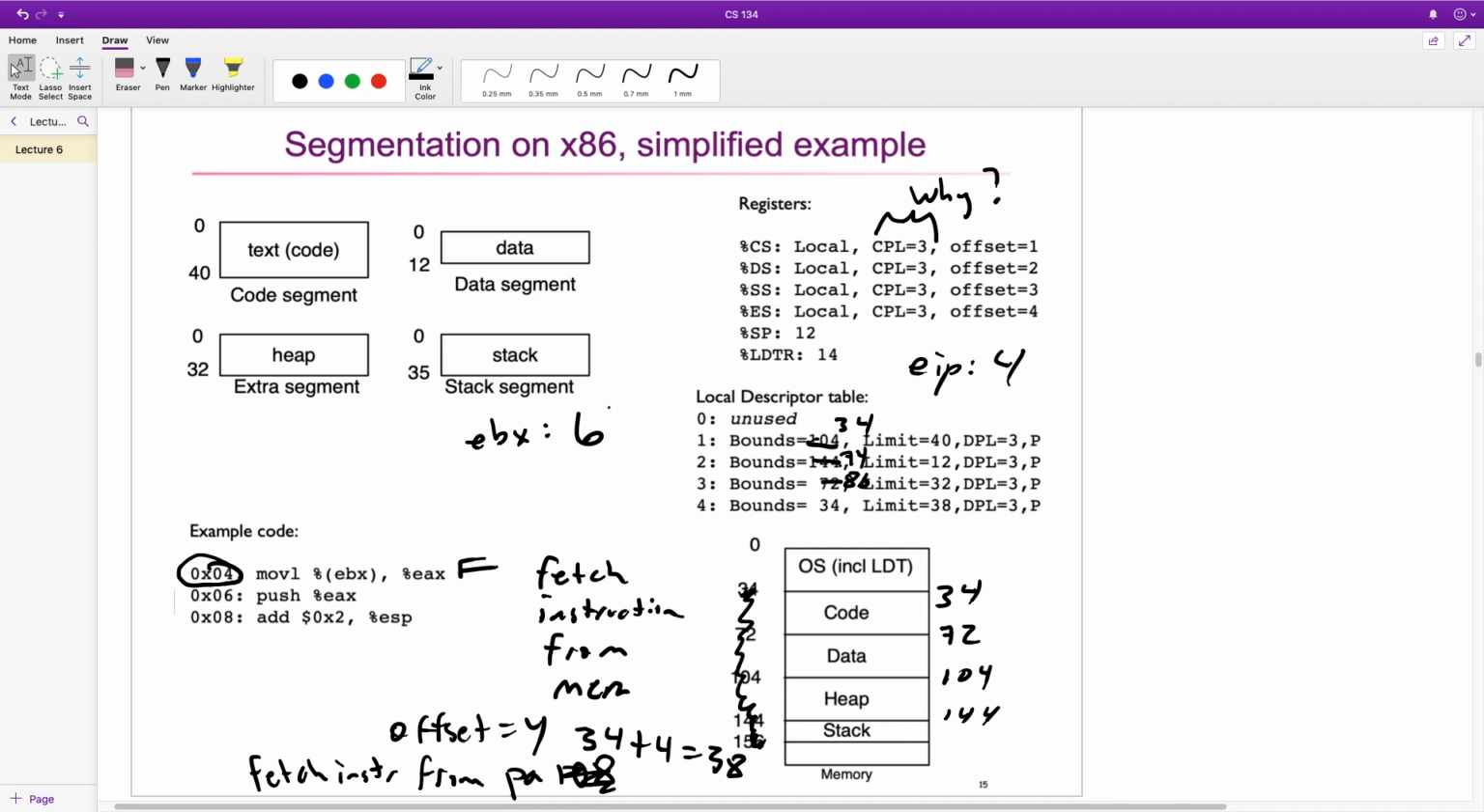Okay? And any of the other ones, except some very small, weird instructions that we don't care about, use the data segment. And if you want to use the extra segment, you have to specify that explicitly. And in any instruction, you can put a prefix that says, use this other segment instead.